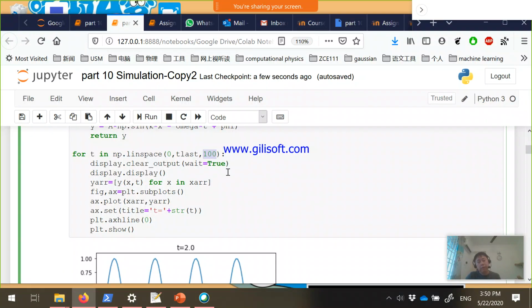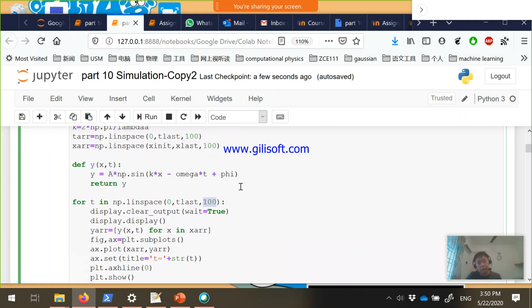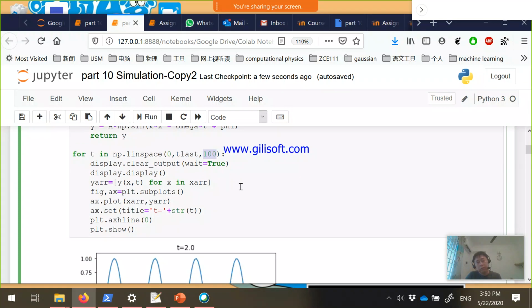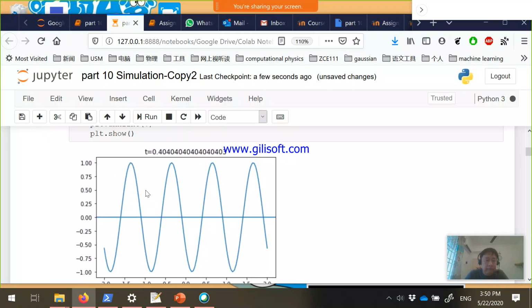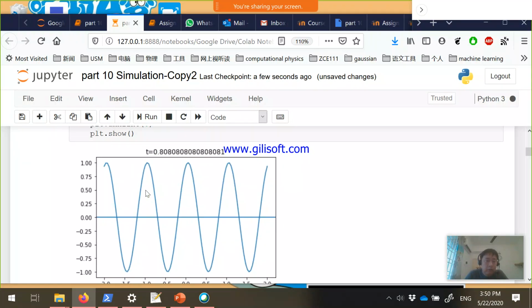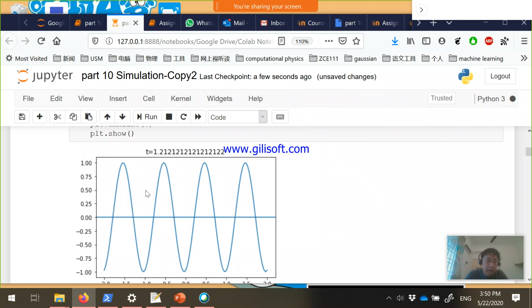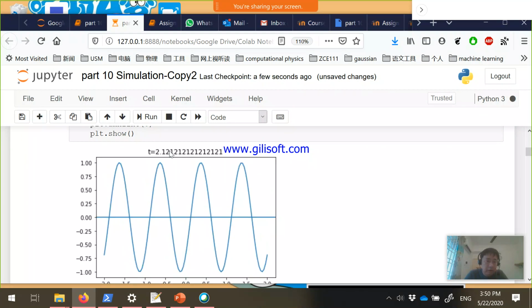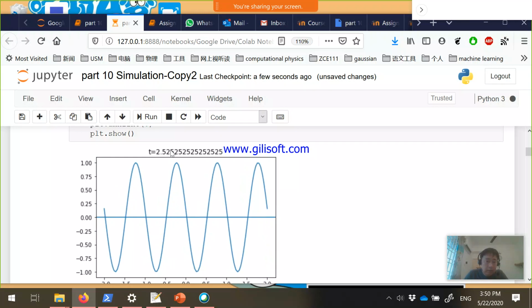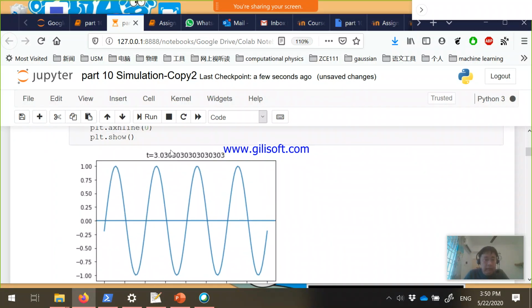Like t equals 0 is one frame, t equals 1 delta t, t equals 2 delta t, t equals 3 delta t. So it's going to display up to t equals 100 delta t. So it's going to show you a movie where each frame is different from each other, and there will be a total of 100 frames to be displayed. Then you see the pictures, and this is to print out the values of the t. Okay, so that's how you make the simulation.